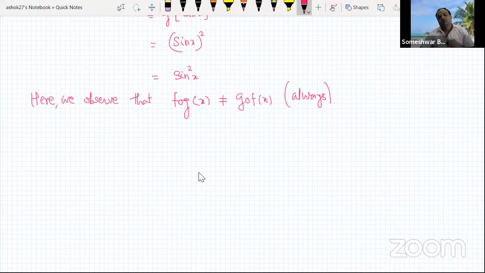So this is about composite mapping. So next we will see some theorems. Next, theorem 2. The first theorem we already saw last time. So the second theorem.